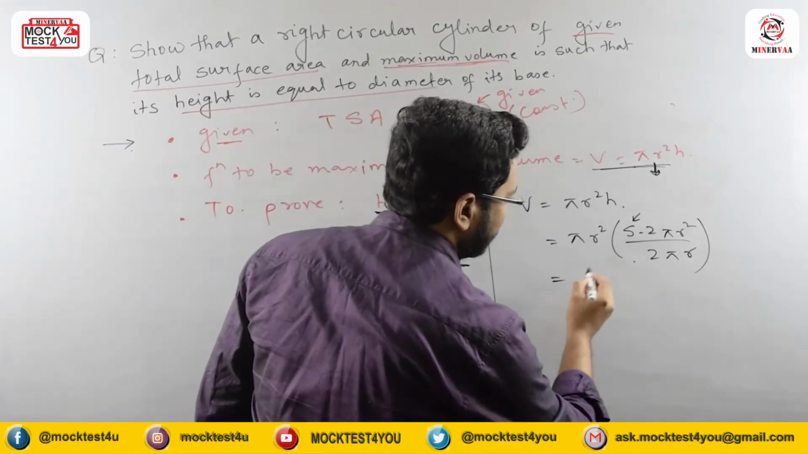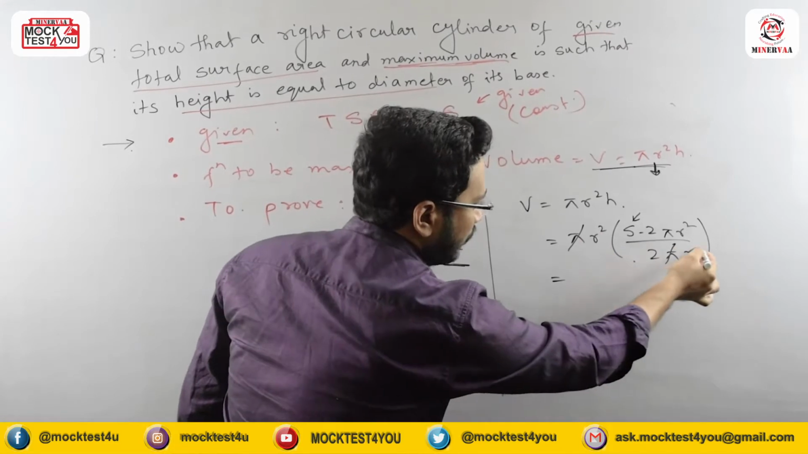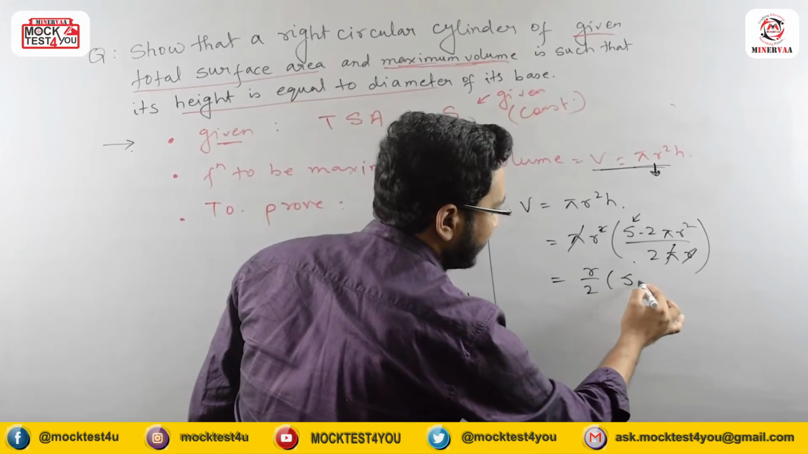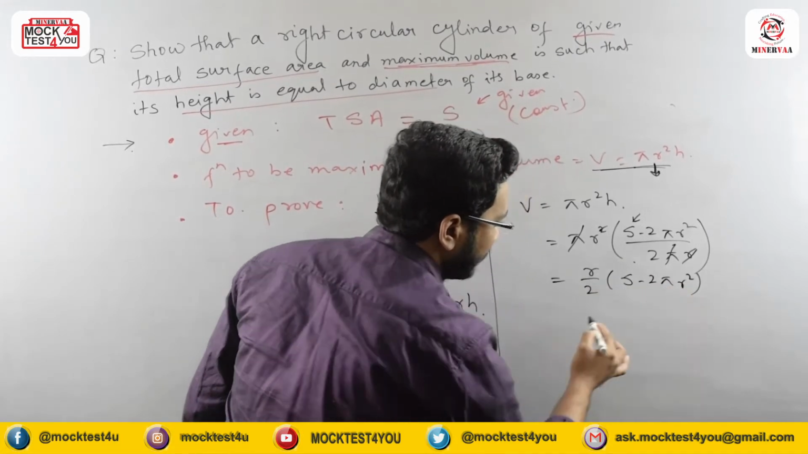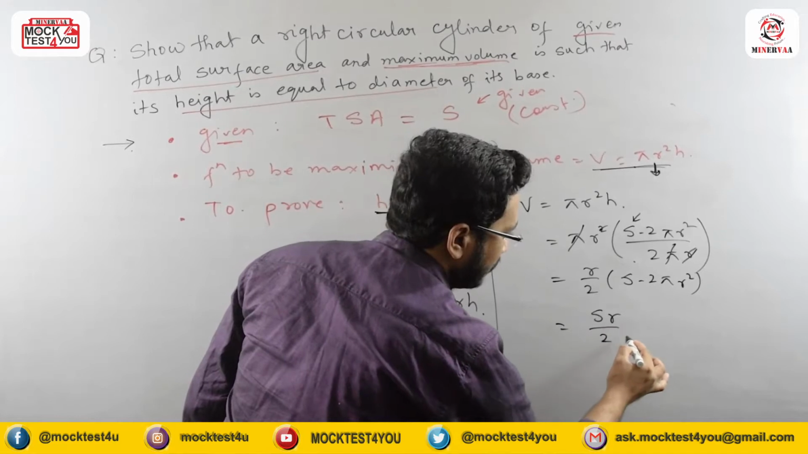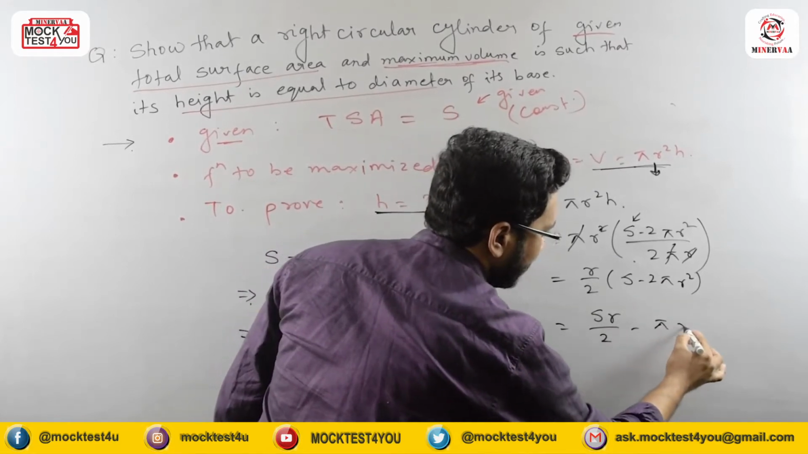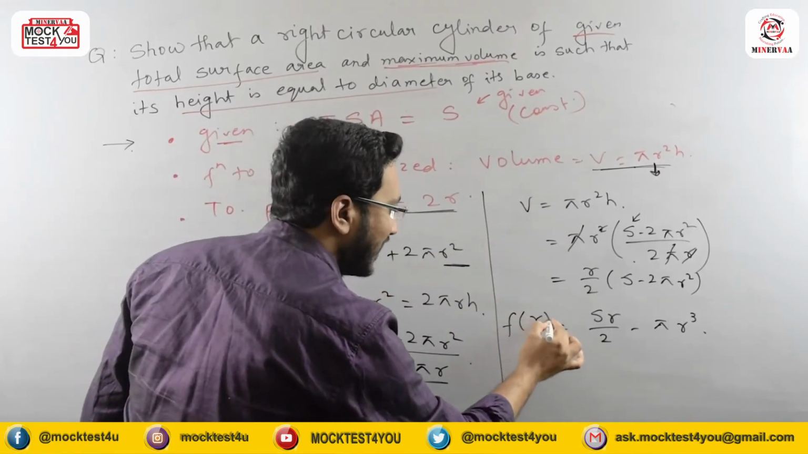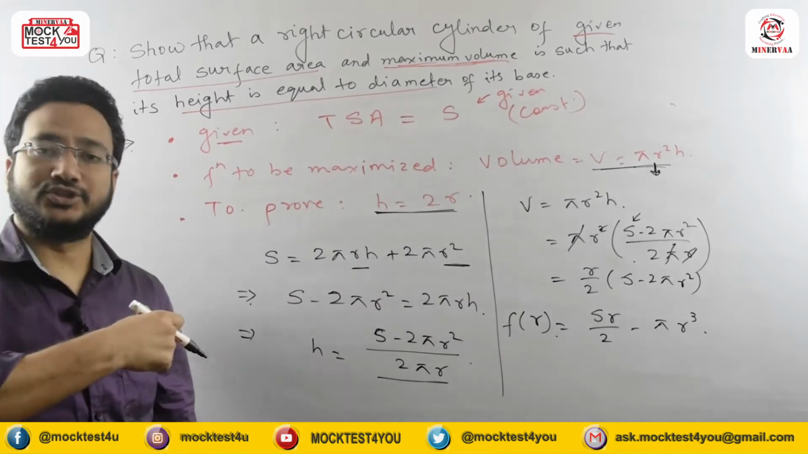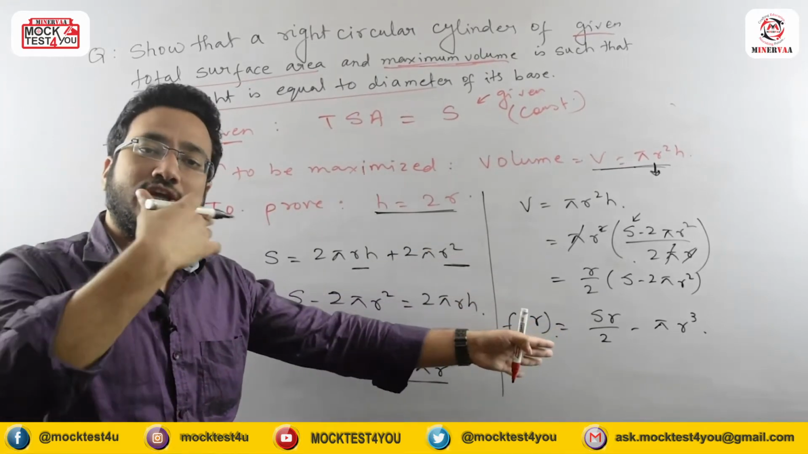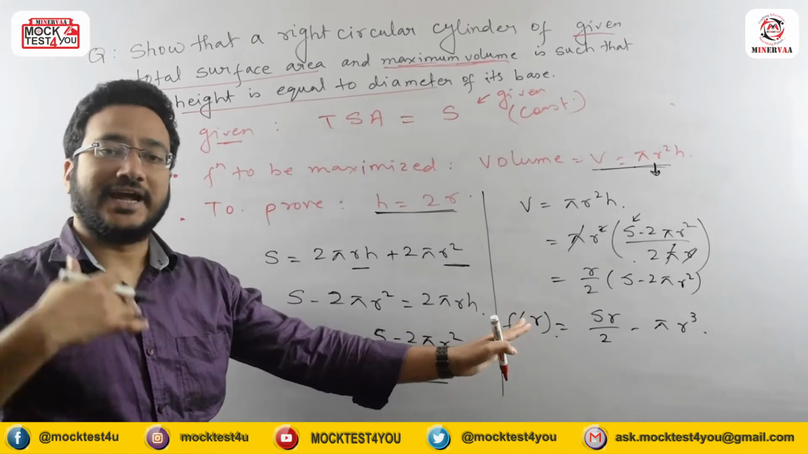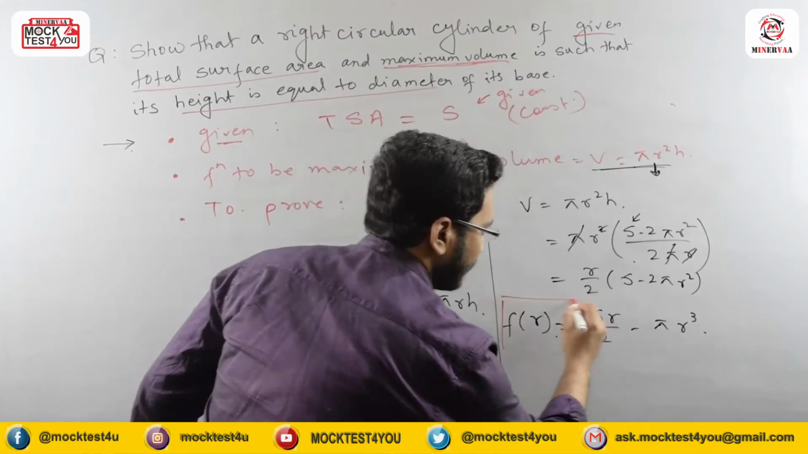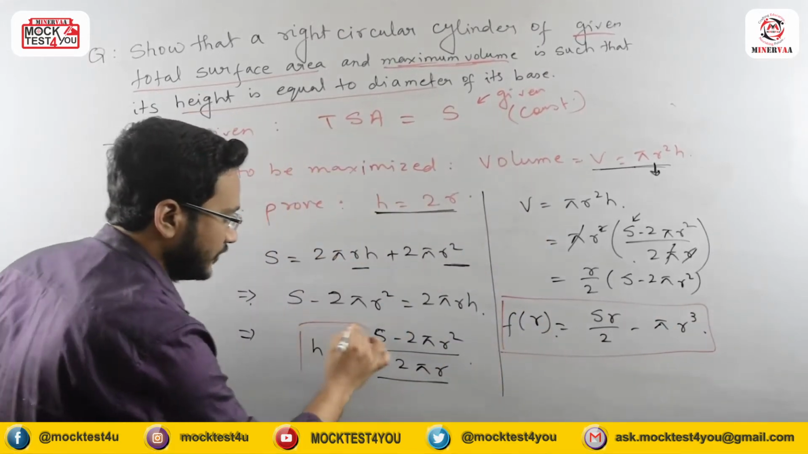Now let's simplify this a bit. The pi cancels, 1 r and 1 r will be cancelled. You will get r by 2 of S minus 2 pi r square, or it will be S r by 2 minus pi r cube. This is the function in r we got, and this is the most important portion. After getting the function, you have to maximize it, and we know how to maximize any function. There is a process. So let's take this function, and it will be used afterwards also.